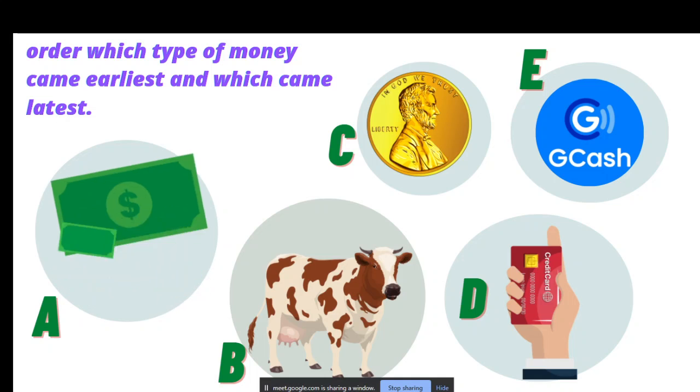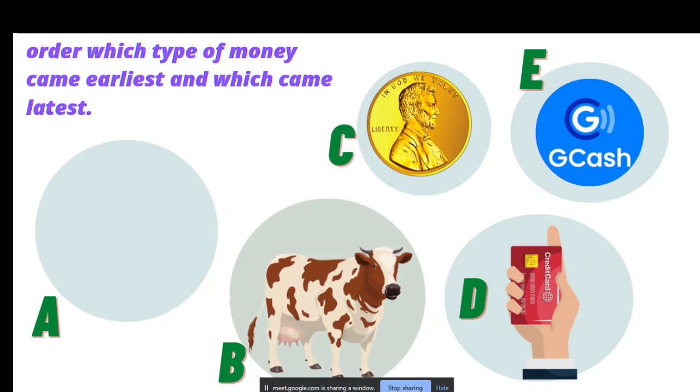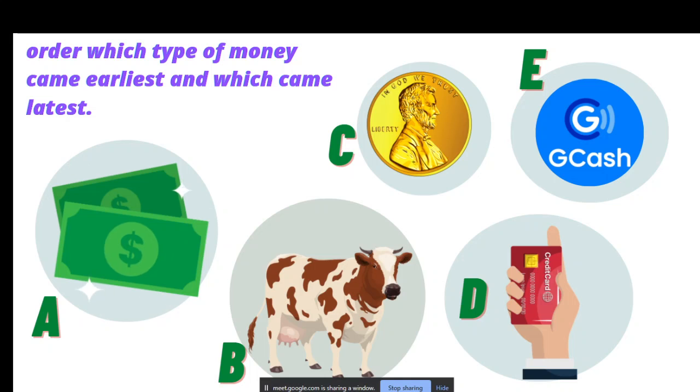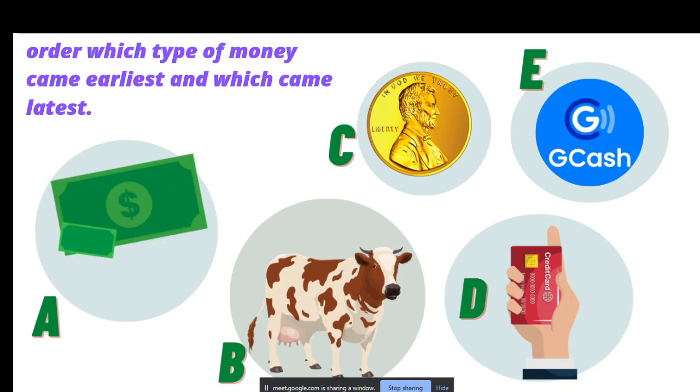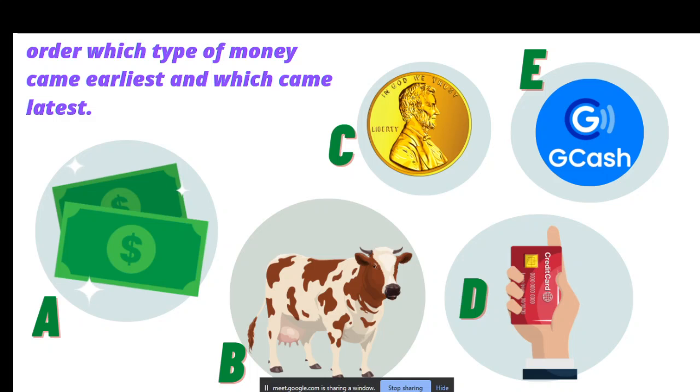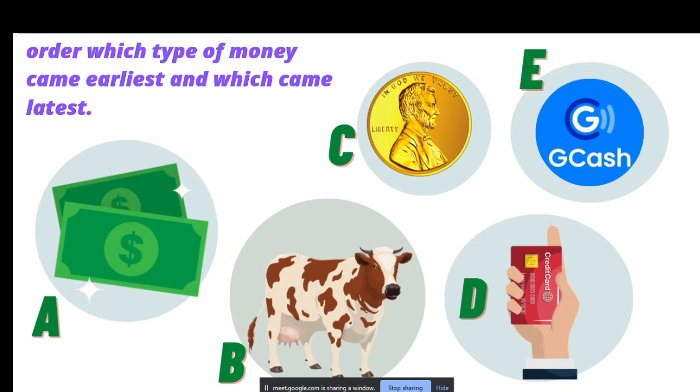Sige, si ano na lang. How about Kent? Kent, what do you think? B, A, or after B, what's the next one? A, C, D, E? Okay, C, correct. So you have the gold coins or coins that are the metal, diba? The metallic money, right? And then next one, what's the next one? Let's have ano na lang, C.